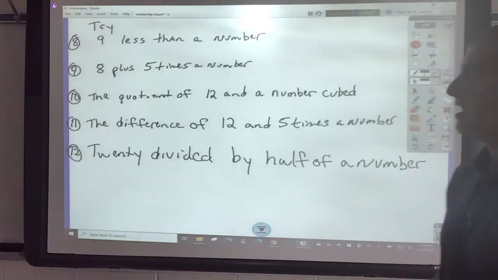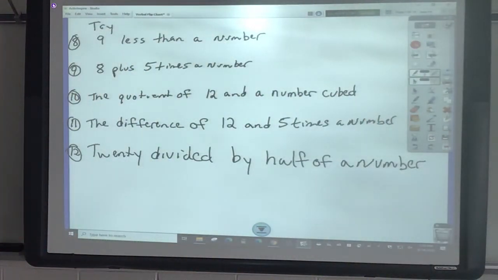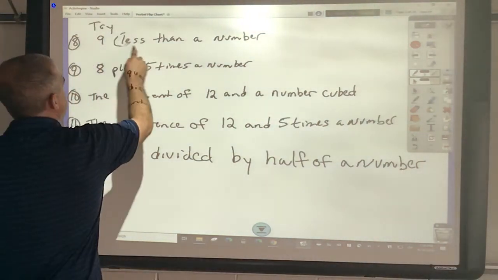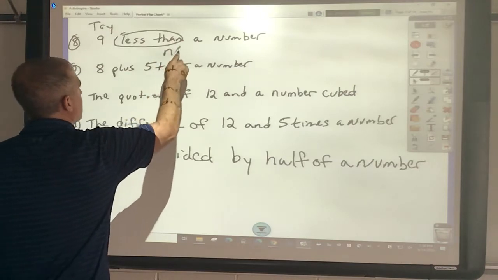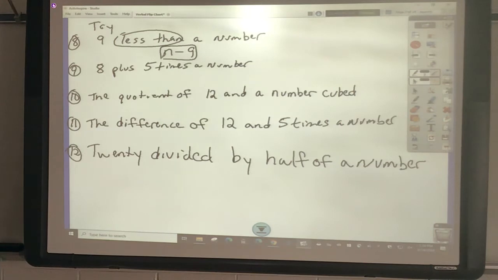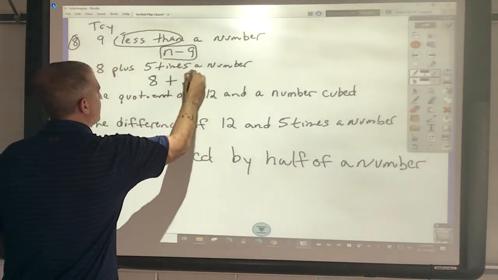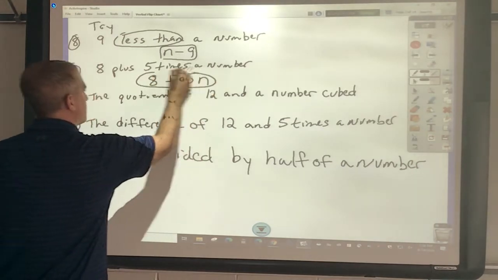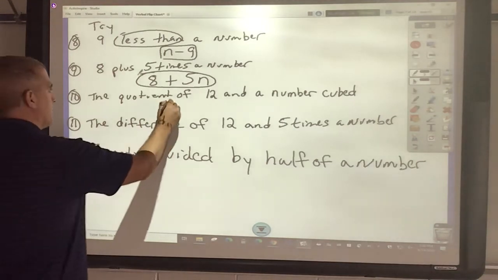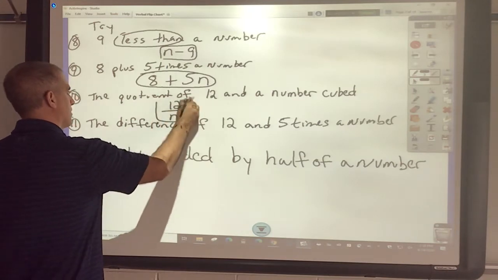What I'd like you to do is pause the video and go ahead and do this one on your own. And when you're done, unpause it. 9 less than, there's that big word less than. A number, so n minus 9. 8 plus 5 times a number. So that's just multiplication. The quotient of 12 and a number cubed. So 12, quotient means division, a number cubed.